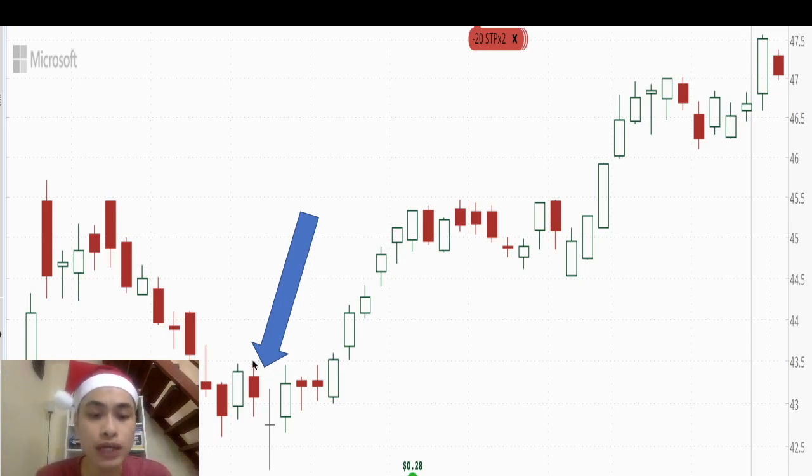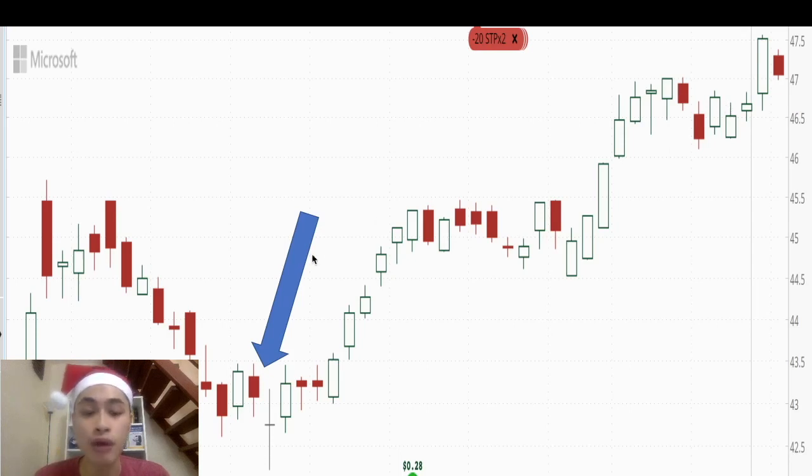So on the charts, you can see that before the morning star pattern formed, prices were generally on a decline, because prices have been falling. So once the morning star pattern appeared, what happened to prices? Prices start to advance and move up.